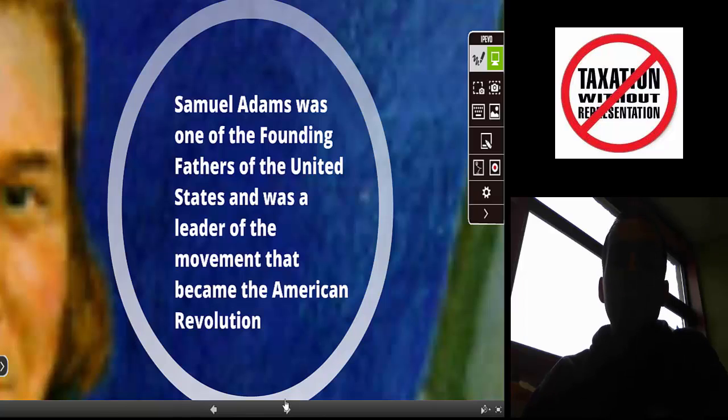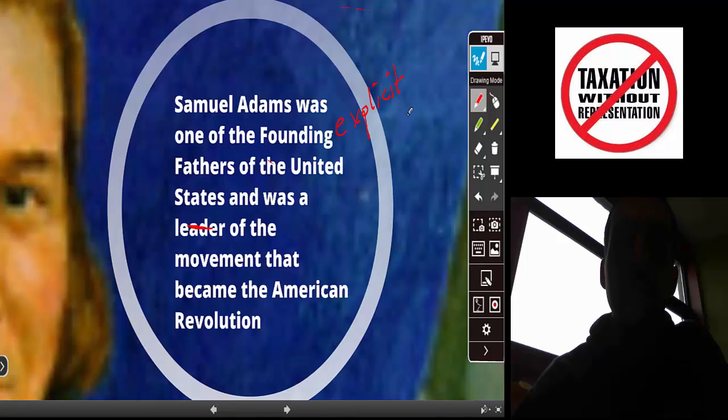Okay, Samuel Adams was one of the founding fathers of the United States and was a leader of the movement that became the American Revolution. He is one of the founding members of the Sons of Liberty.